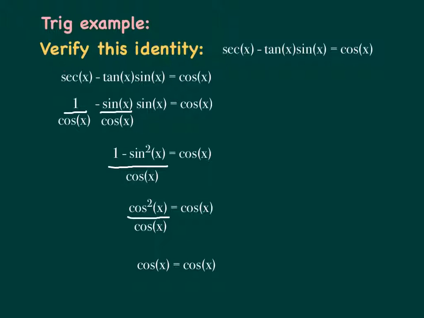Again, first line is just rewriting the problem. Second line is I have changed my secant and my tangent into 1 over the cosine, so secant became that, and tangent became sine over the cosine. I didn't mention this, but I've decided to work with my left-hand side and see if I can transform that into the right-hand side. So notice everything along the right-hand column is always just that same cosine of x.